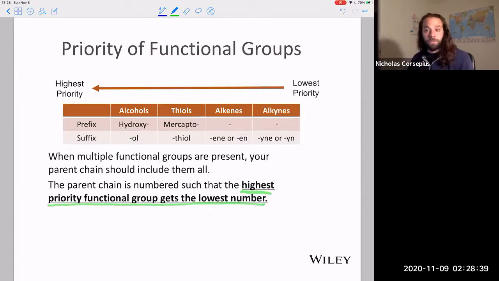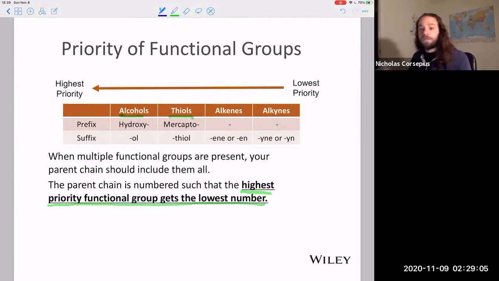get the lowest number. So we saw this with alcohols. When we had this mixture of an alcohol and an alkene, we kind of ignored the alkene portion when we were doing our numbering, other than to make sure it was included in the parent chain, but we really made sure that the alcohol group had the lowest number. Same here. So notice that alcohol is above thiols. So now this is going to be this added layer to priority that's going to be really important.